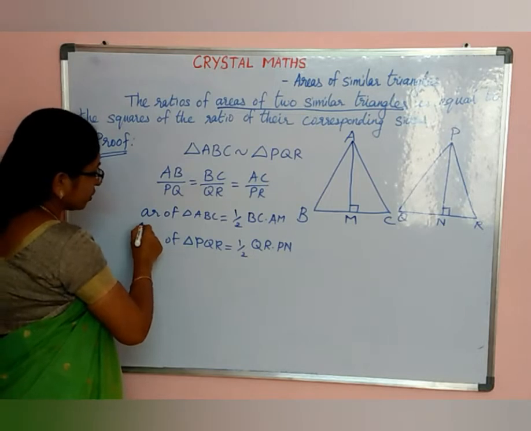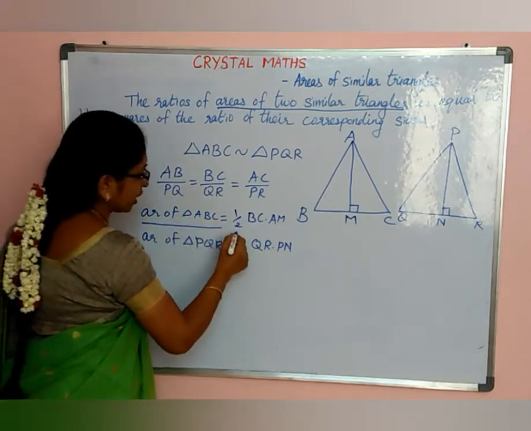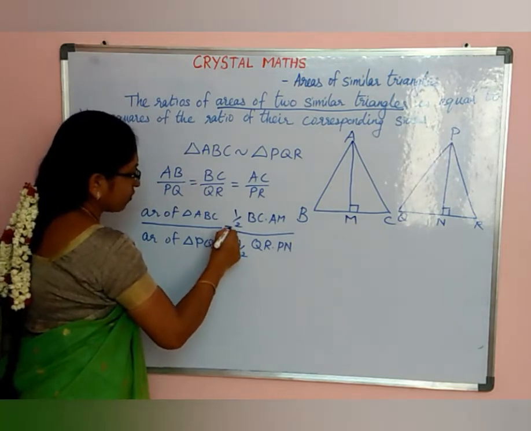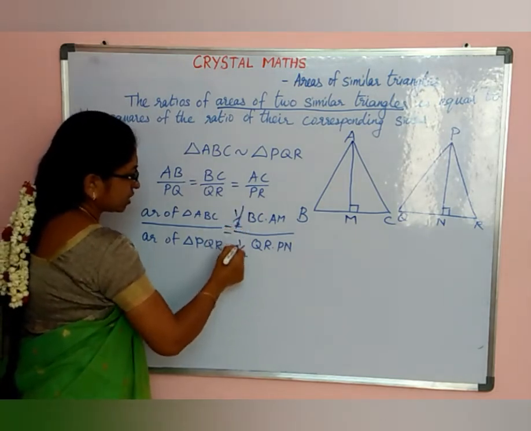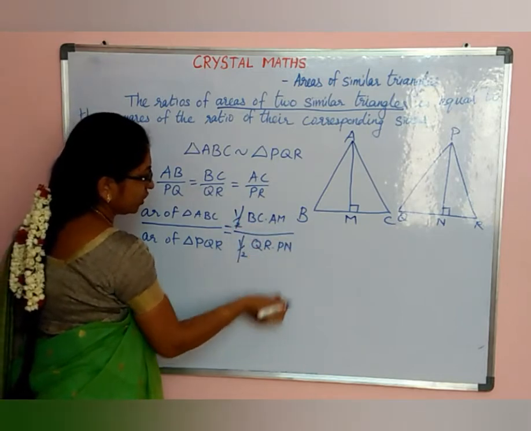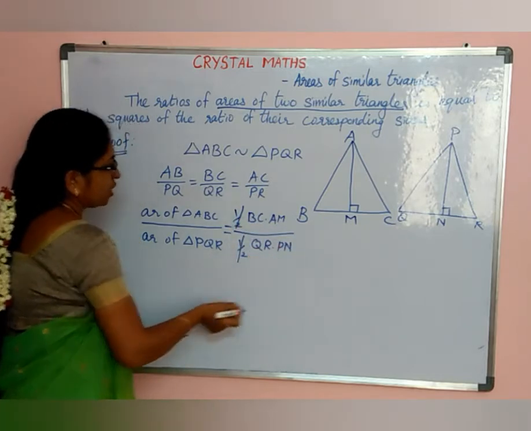So what I am going to do is divide these to get the ratio. Half is common, so we cancel it. So we are getting BC by QR into AM by PN.